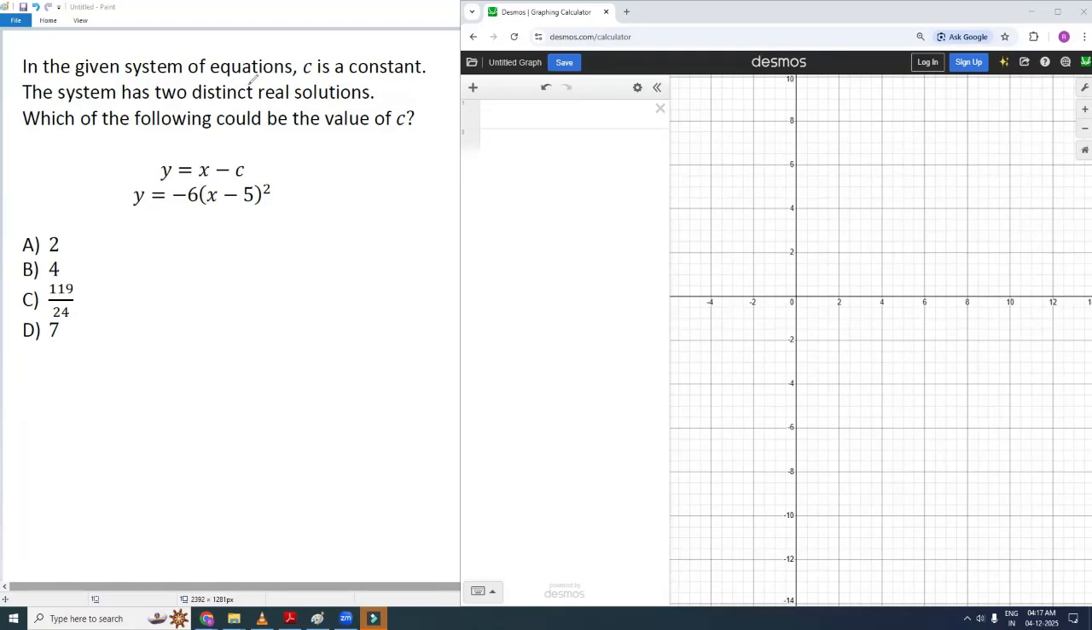In the given system of equations, C is a constant. The system has two distinct real solutions. Which of the following could be the value of C? We can use Desmos to solve this problem.